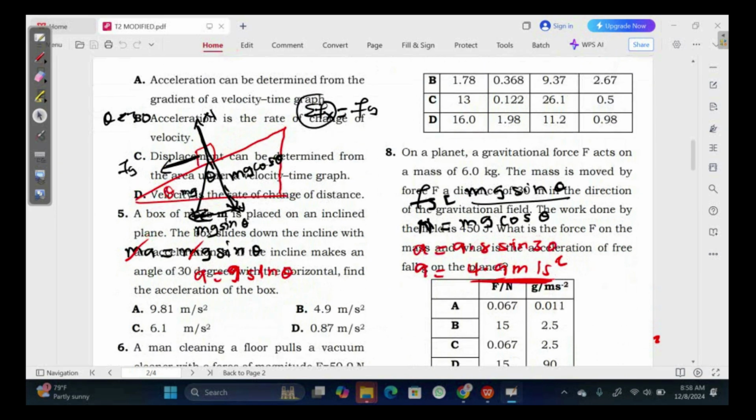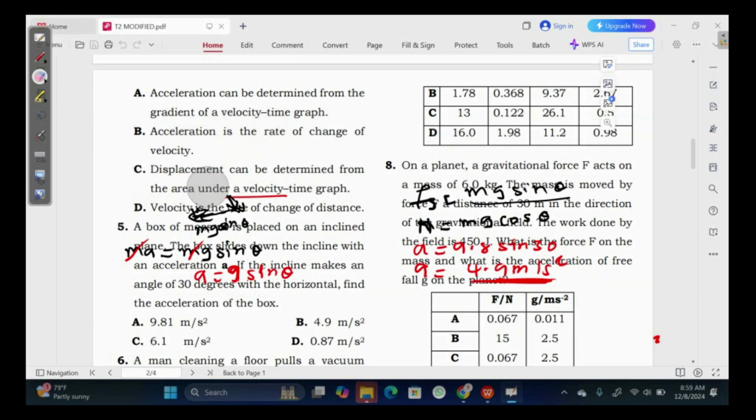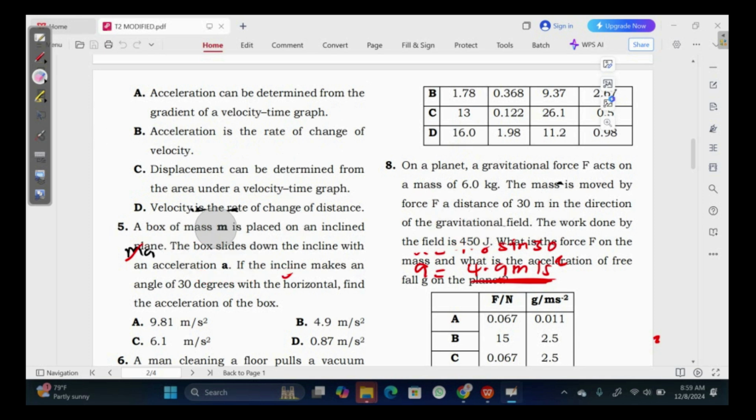Question 5. Do we have 4.9 as the answer? Yeah. So that's not hard, right? Okay. So we go to question 6.